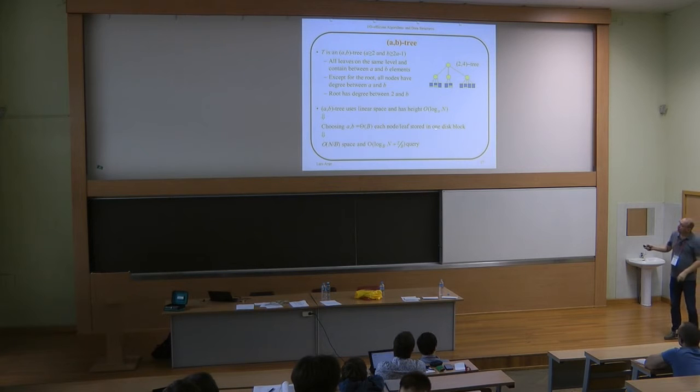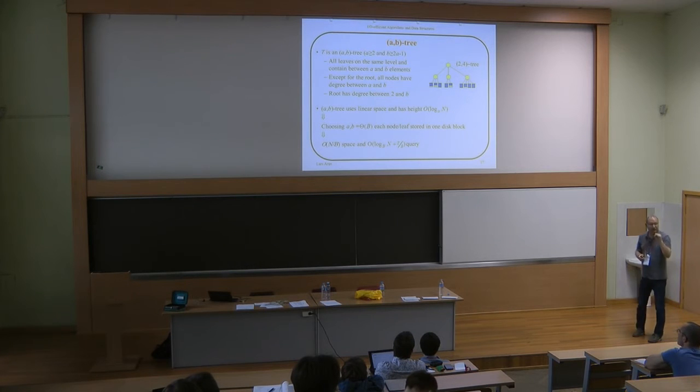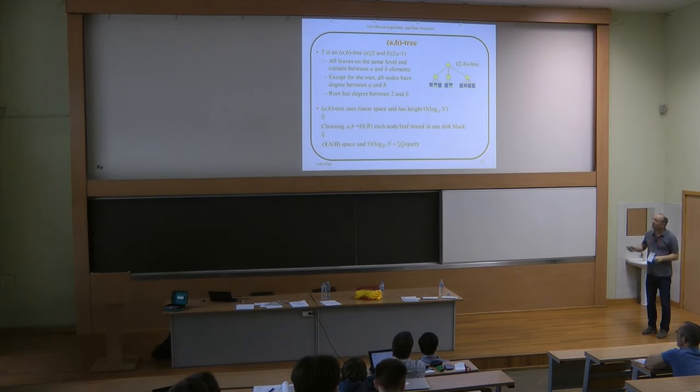If I choose the two parameters A and B to be the block size, then one node can sit in one block on disk, one leaf can sit in one block on disk, and when I walk down the tree, I use log base A of n IOs, and A is the block size B, so that's log base B of n IOs. And for each leaf I visit in a range search, I report B elements, so I get the optimal query bound. And of course I use linear space because there's N over B leaves and N over B internal nodes.